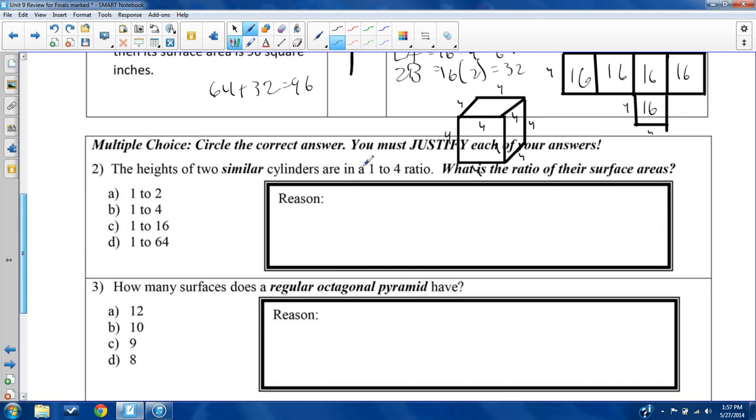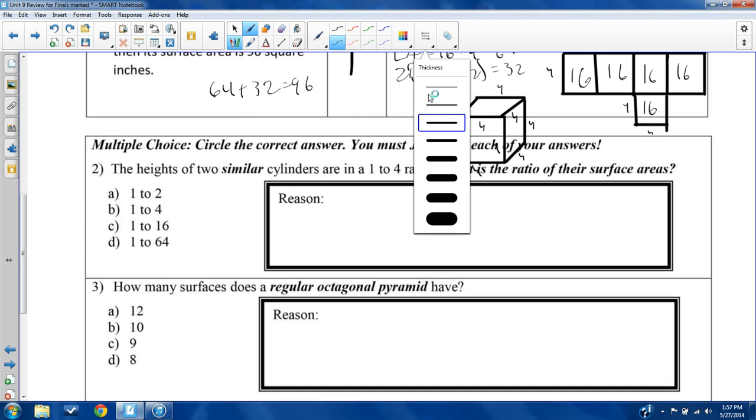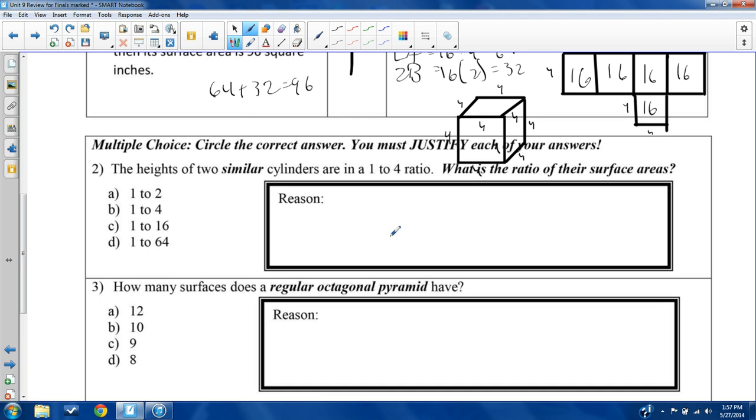Okay, multiple choice. Circle the correct answer. You must justify each of your answers. The heights of 2 similar cylinders are in a 1:4 ratio. What is the ratio of their surface areas? So if I have 2 similar cylinders, what you're looking at here is like, hang on. I got a cylinder right here. Its height is x. I don't know what the height actually is. I have a cylinder here. It's similar to it in every way. Obviously, I didn't draw it to scale probably. But this height is 4x.